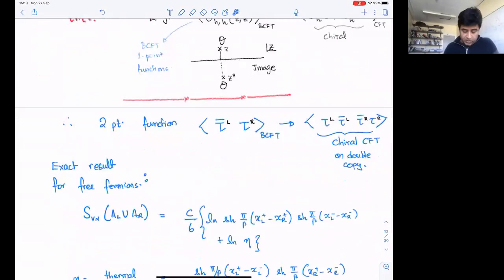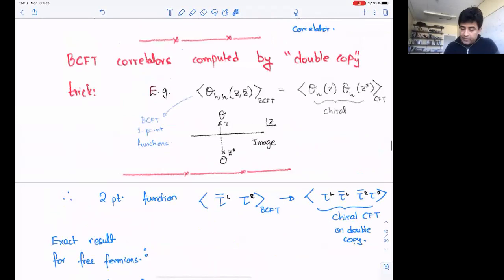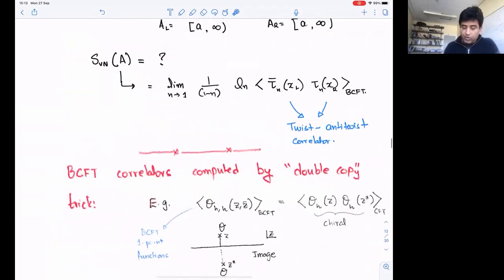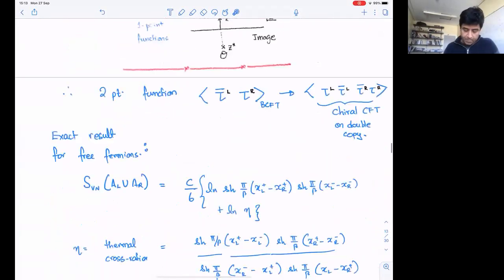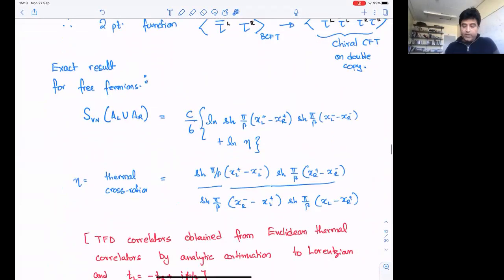The simplest example one can think of is that of free fermions. And you compute this four-point correlator. Calculating this four-point correlator and taking the limit n goes to one gives you the von Neumann entropy of the disjoint union of these two intervals, A left and A right. So you can do this in free fermion CFT in the thermofield double state, and this is the exact result you get. So there are two pieces in this exact result.